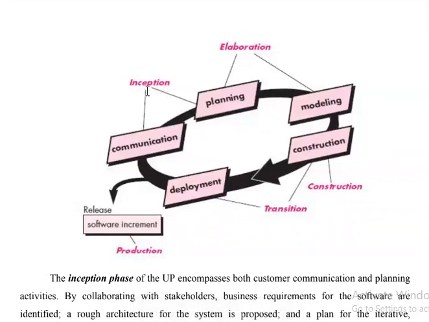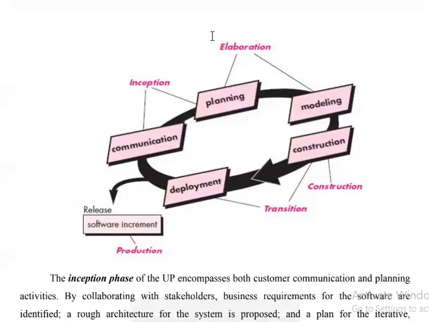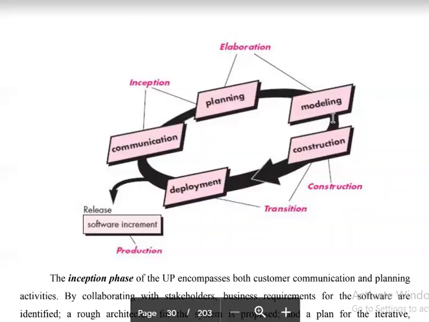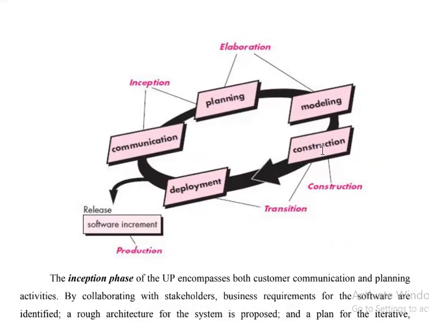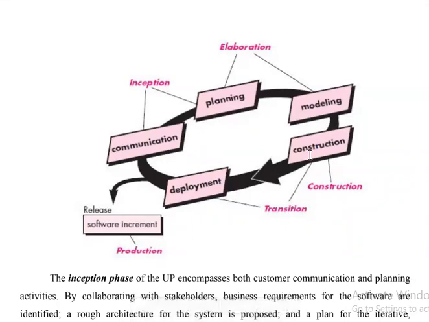So inception has a few little parts from communication and a few little parts from planning. Elaboration is nothing but planning and modeling together. Construction is construction only. Transition is something from construction and deployment. And the last is production.